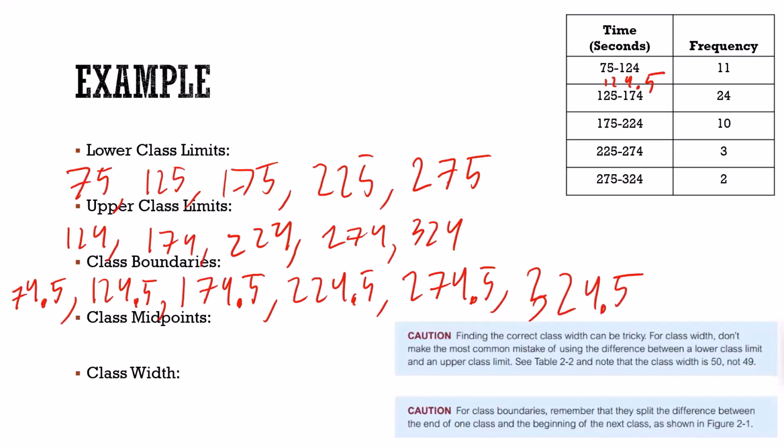Class midpoints are the numbers that are at the center of each class. Those you might want to calculate numerically. So you do 75 plus 124 over 2. So that is 199 over 2, which is 99.5.